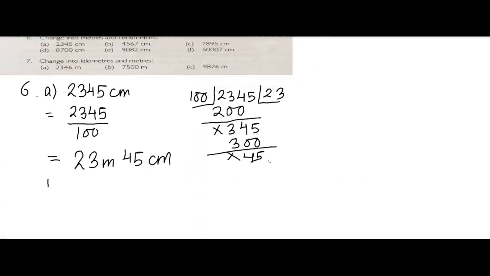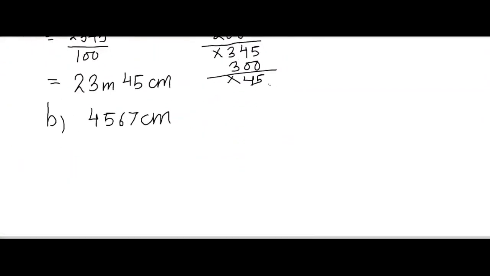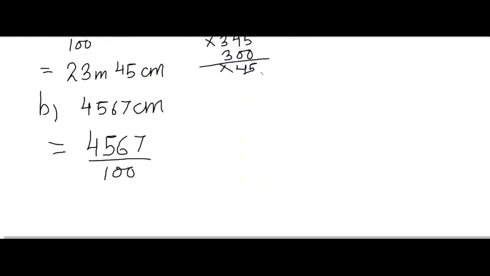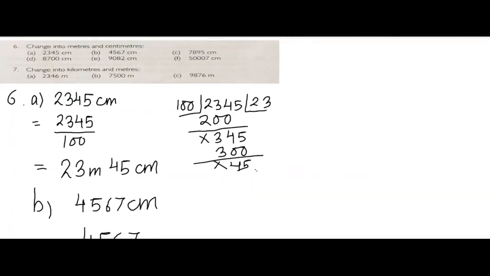Okay, A I will do now. B I will do for you. 4567 centimeter. In the same way, children, if you divide 4567 centimeter with 100, you will get 45 meter and 67 centimeter. Okay, hope this is clear to you all. So I have done B. You will do C and D. D is quite easy. And E also you will do for yourself.